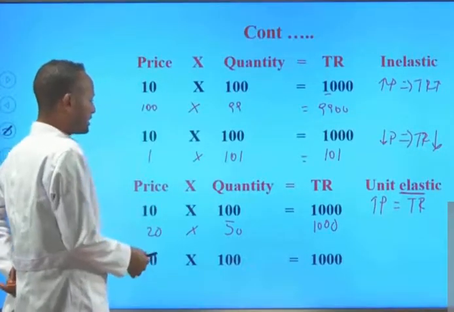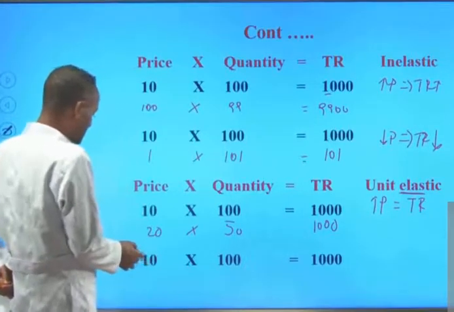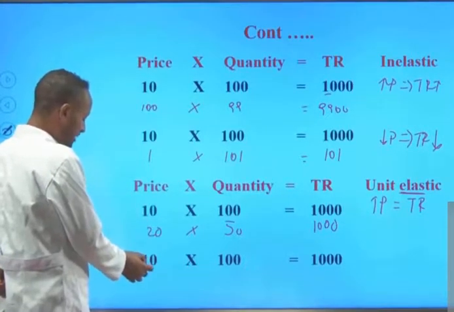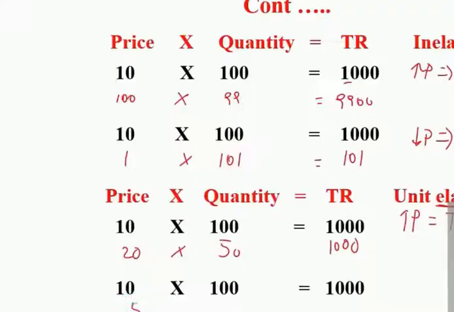Now let me show you when there is a fall in the price of a commodity. Here, if the price was birr 10, now the price is halved and reduced to birr 5. If the buyer is unit elastic, then if the price is halved, the quantity demanded must be doubled. That means it is 200. 5 times 200 is 1,000 again. So, with a fall in the price of a commodity, if the buyer is unit elastic, the total revenue of the firm will remain unchanged.